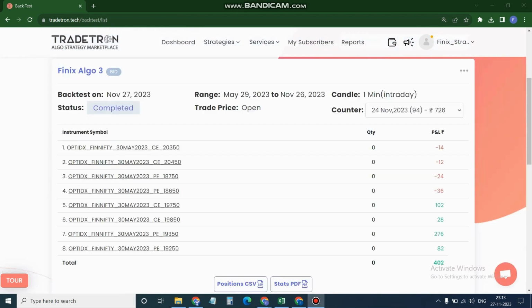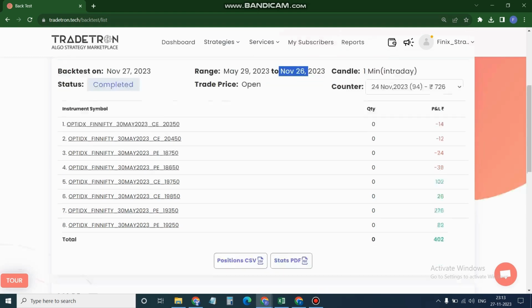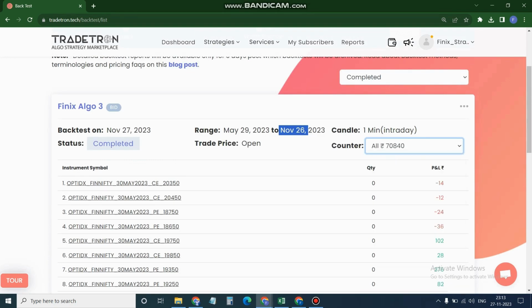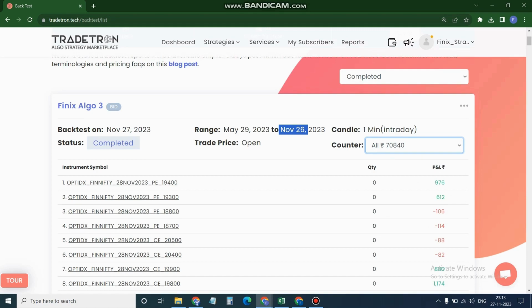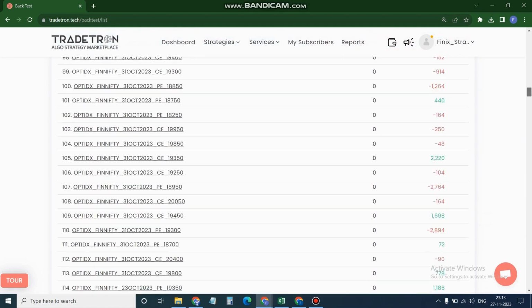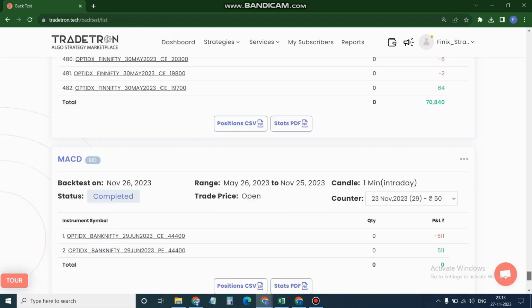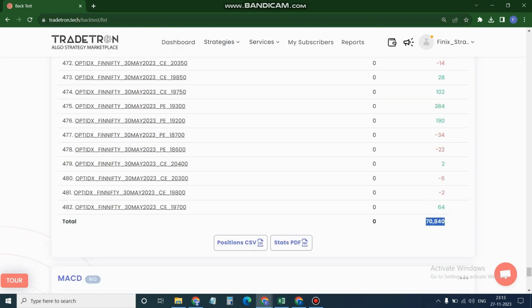Okay, so it has been done, and we can see this for the last 6 months, May 29 to November 26. So I will take the total. In this total we can see so many trades taken, but at the end we need to see how much profit and loss. It comes to 70,840 for the last 6 months with a capital of 1 lakh.